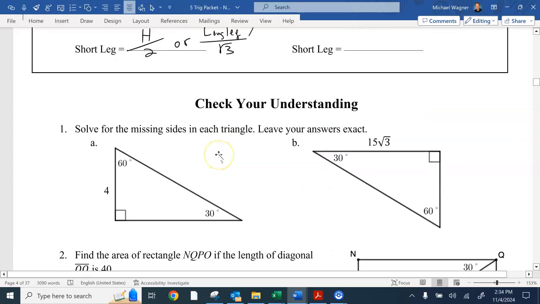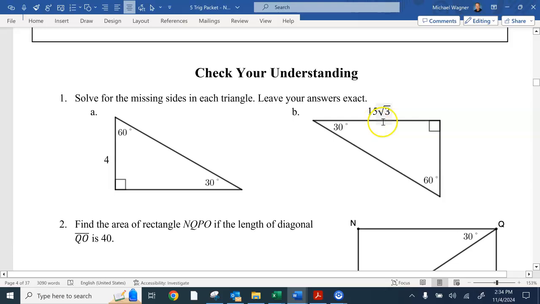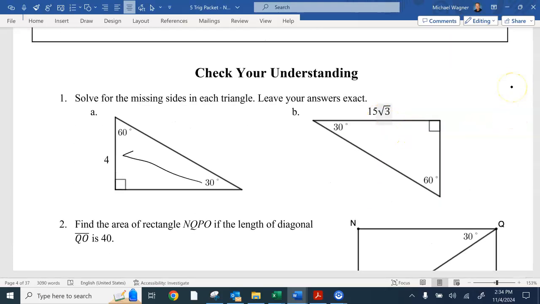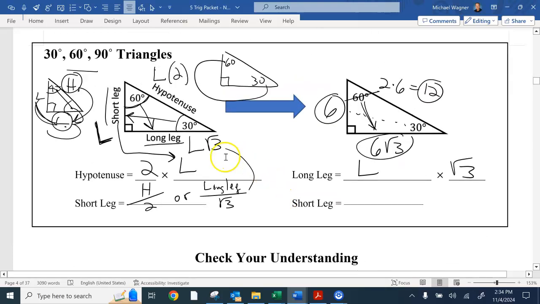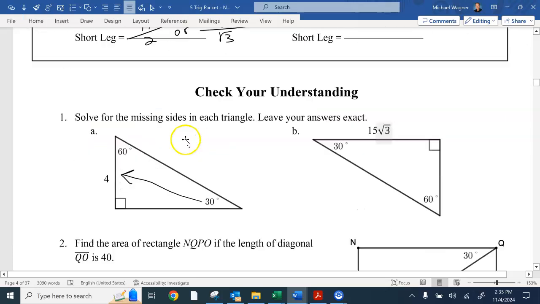So if we know that, we can do some triangles, right? So let's look at 1A and B. Try to take a moment to think about that. So if we know the 30-degree side is equal to 4, then we know that, and maybe what we should do, if you set it up, is make the short leg x and the long leg x root 3 and hypotenuse 2x. But if you've got a 30-60-90, you remember L is the short leg.